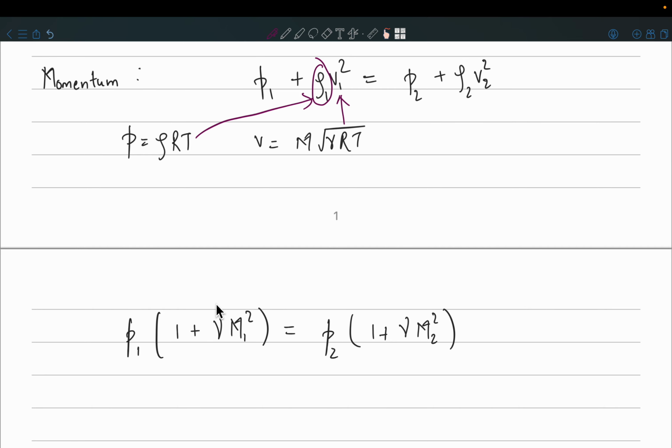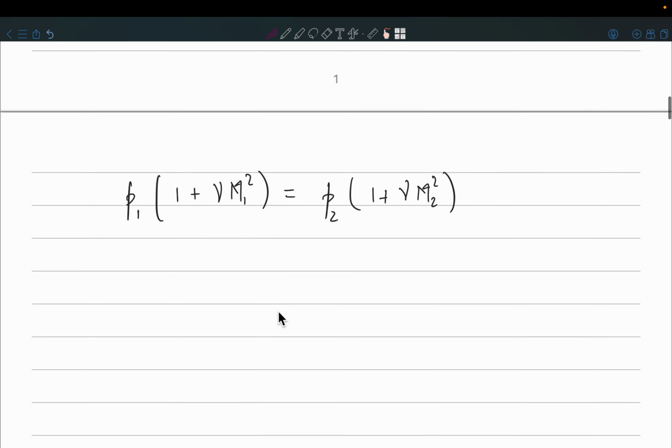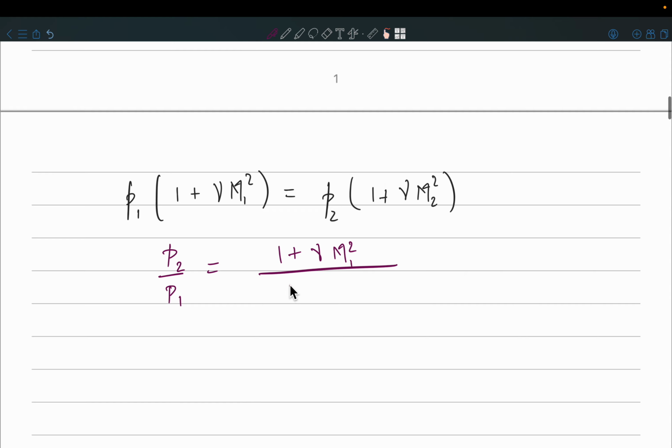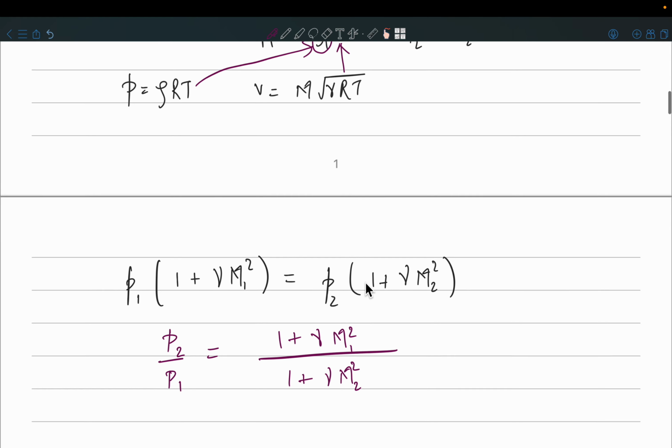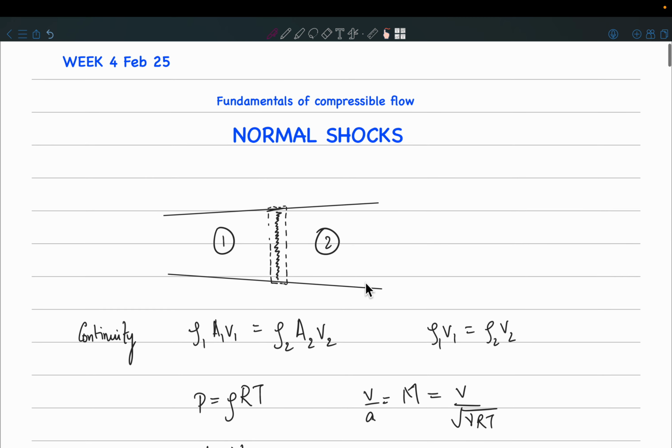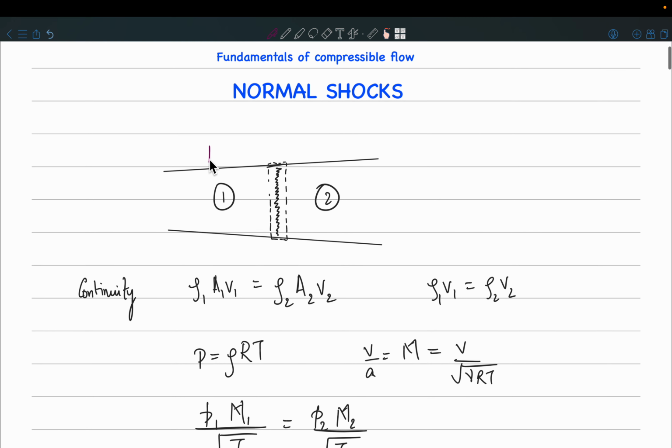Okay, so this is a very important equation. If I just rearrange it, P2 by P1 is equal to 1 plus gamma M1 square by 1 plus gamma M2 square. So what does this tell you? Across a shock, what happens? I should have started with this. What happens across a shock? The Mach number increases or decreases? It decreases.